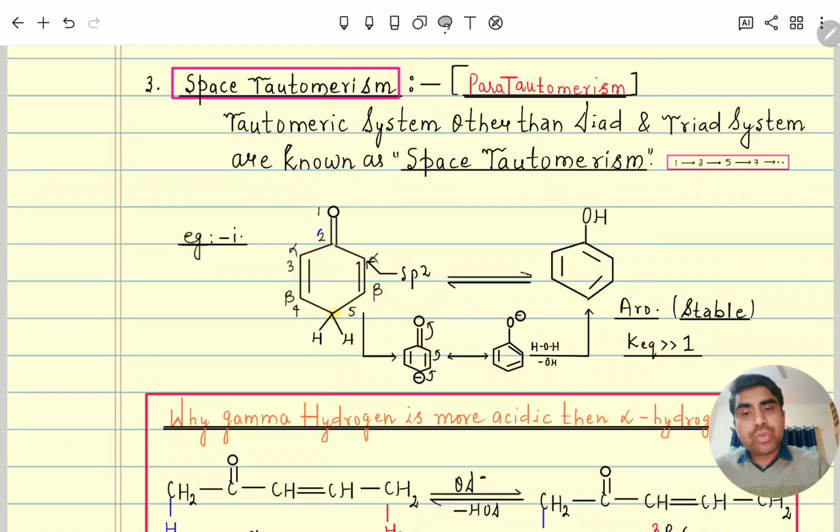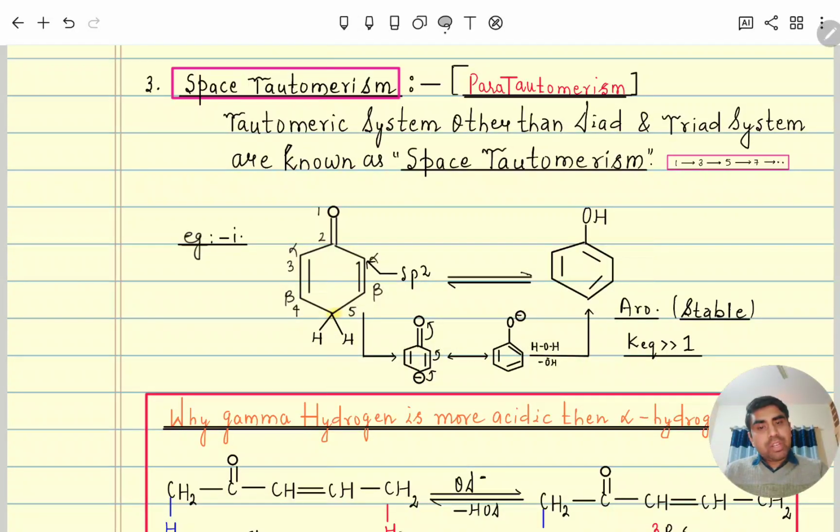Here you can see 1, 2, and this is the third position, alpha carbon. Here the alpha carbon is not sp3, so the condition is not fulfilled for tautomerism. Then we will go for the fifth position. At the fifth position, here you can see, the alpha carbon means this is the gamma carbon. This gamma carbon has hydrogen and it is sp3. Yes, so from here we will abstract this H plus and it will become negative through this resonating structure.